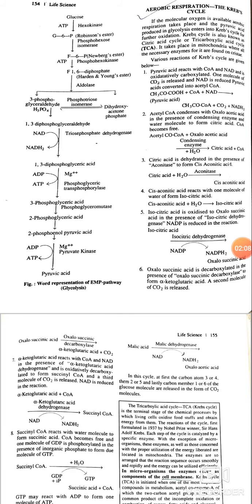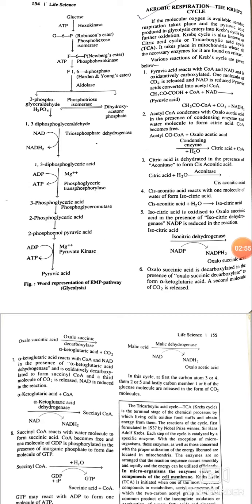Here we see acetyl coenzyme A and oxaloacetic acid in the presence of condensing enzyme form citric acid and release coenzyme A. Next step, citric acid is dehydrated in the presence of aconitase to form cis-aconitic acid. Next, cis-aconitic acid reacts with one molecule of water to form isocitric acid.